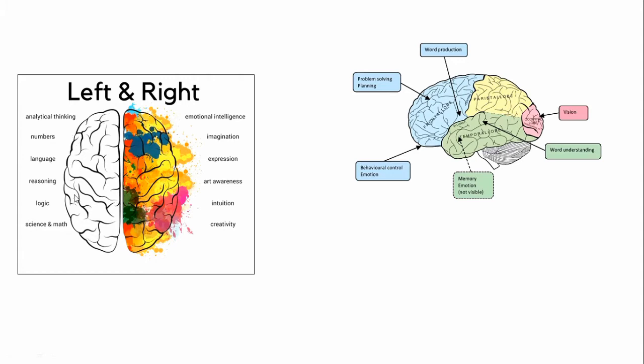The left part of the brain is more about analytical thinking. It's about numbers, language, reasoning, logic, science, and math, and not emotions. And the right side of the brain is more about emotional intelligence, imagination, expression, art awareness, intuition, and creativity. I know you get frustrated about why I introduced this brain anatomy, but do not worry. I love you, and I'm going to explain why I introduced this diagram. It will come in handy in your future business, your daily life, or social interactions, because you will get to know how people actually behave.